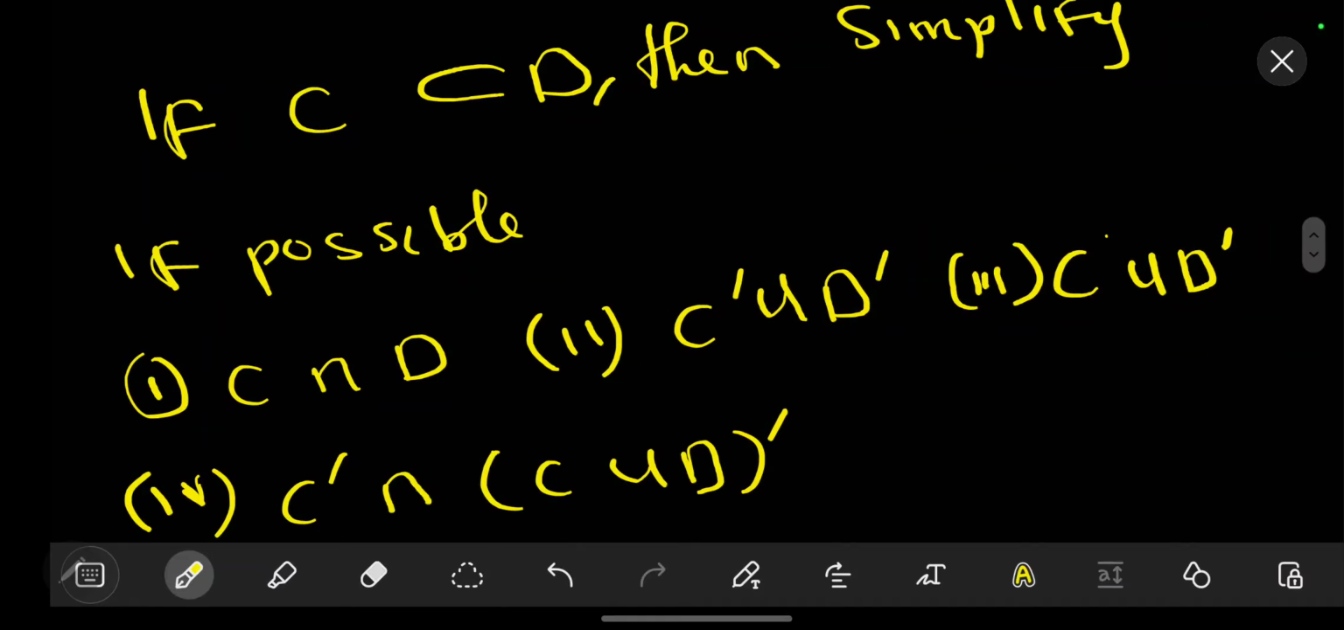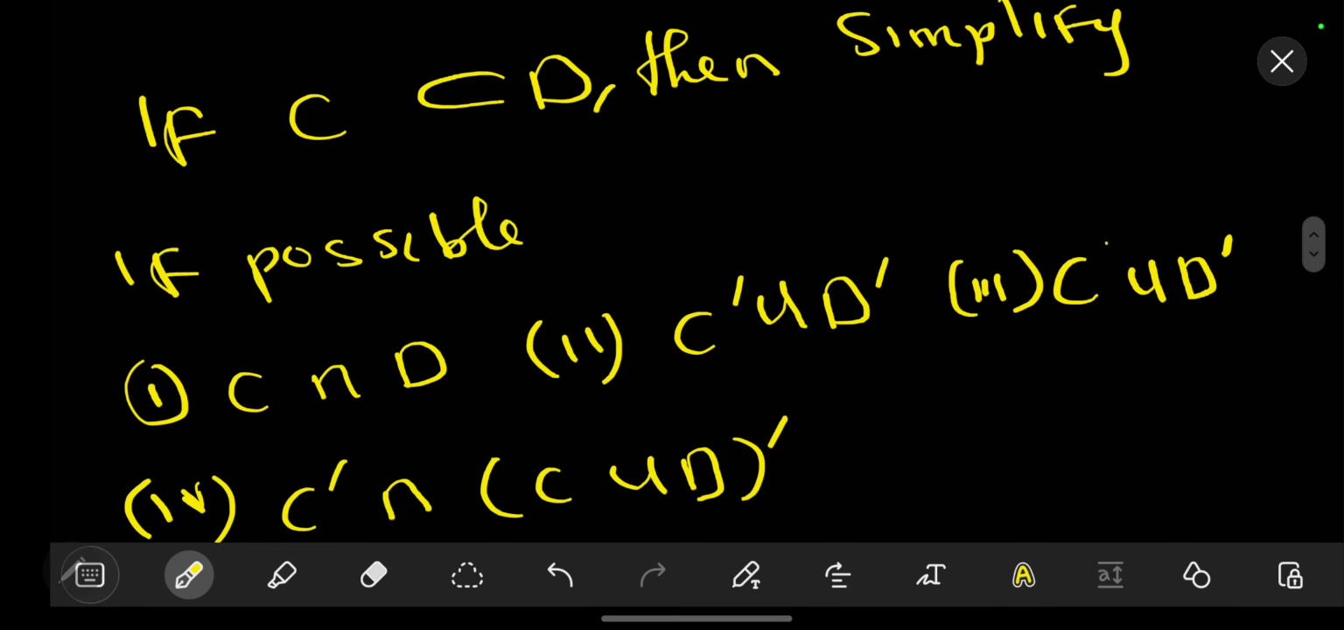So here today we are going to prove some sets that have to do with subsets. If we are told that C is a subset of D, then simplify if possible the following sets.